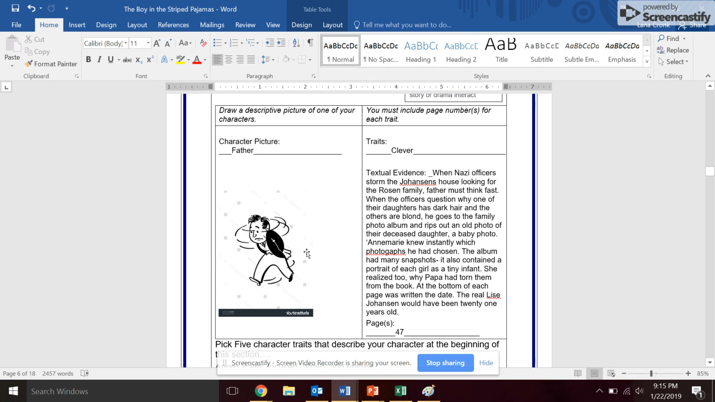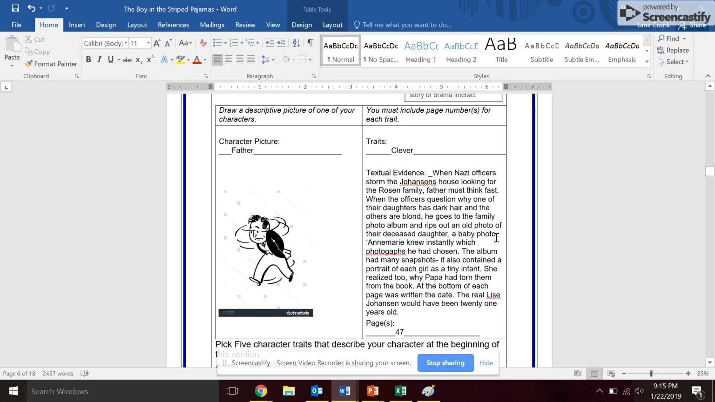So, with his lie, the character trait that really describes him, which is what I'm going to be focusing on next, is clever. And this is why I think Father is very clever in this scene. When Nazi officers storm the Johanssons' house looking for the Rosen family, Father must think fast. When the officers question why one of their daughters has dark hair and the others are blonde, he goes to the family photo album and rips out an old photo of their deceased daughter, a baby photo.